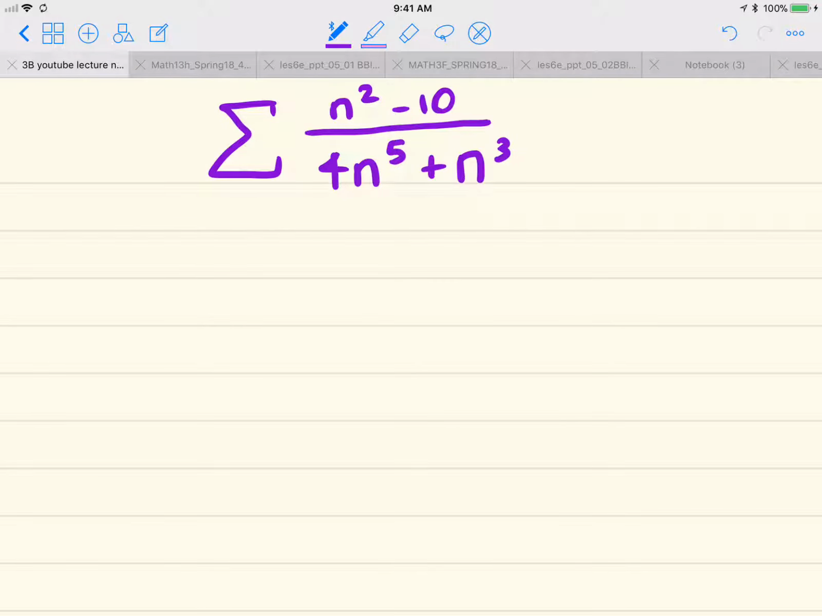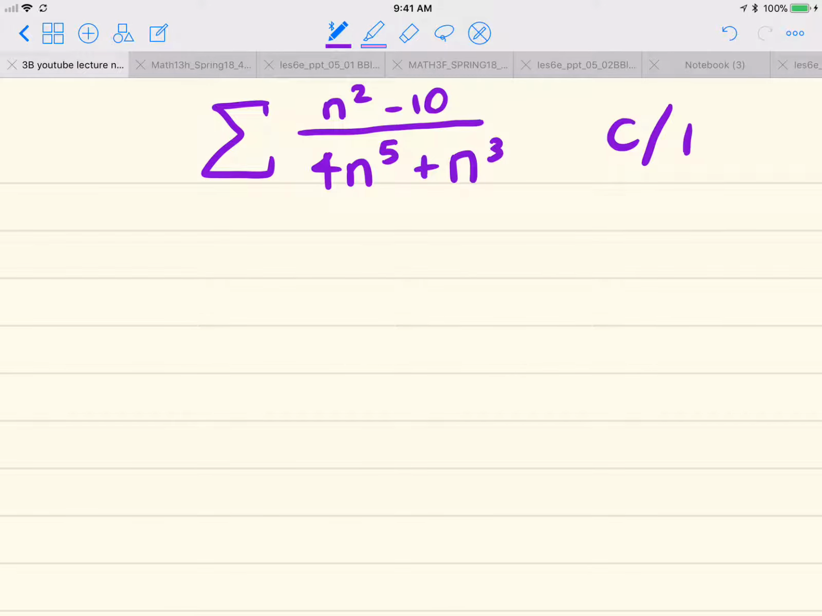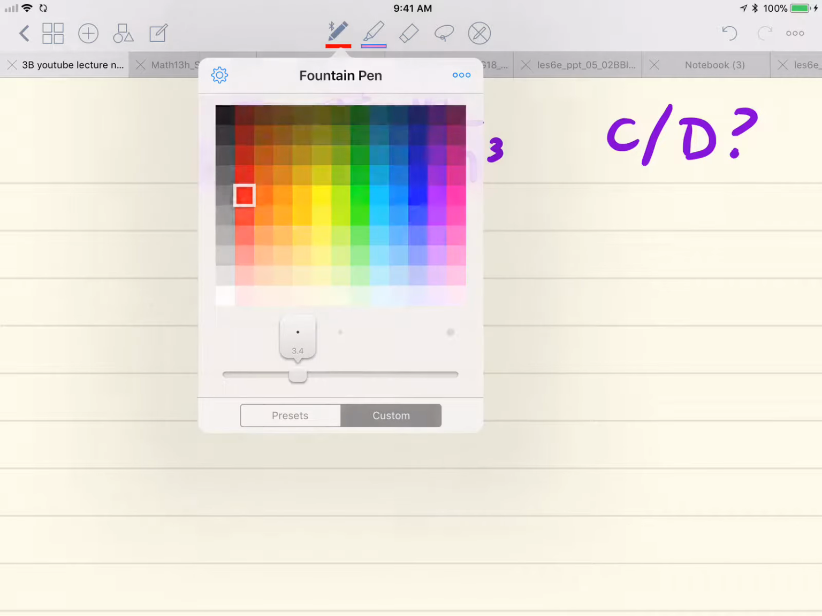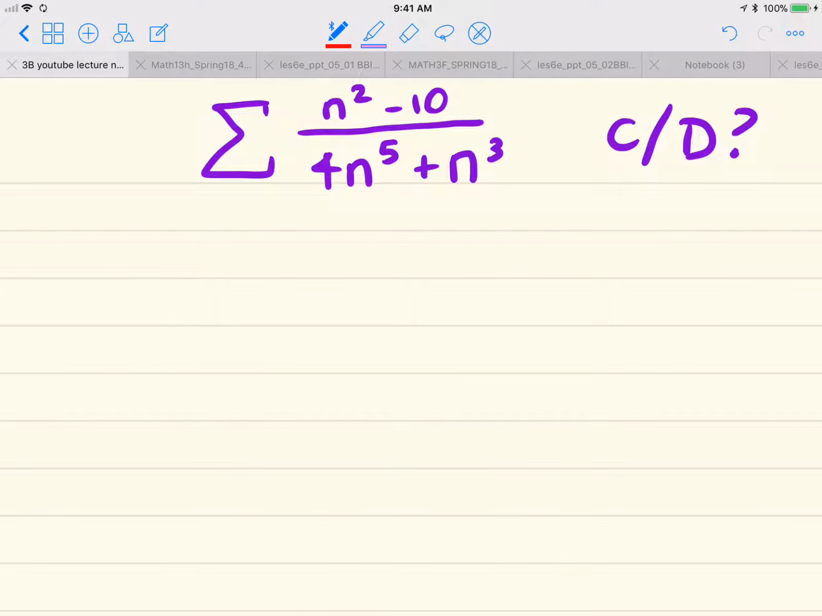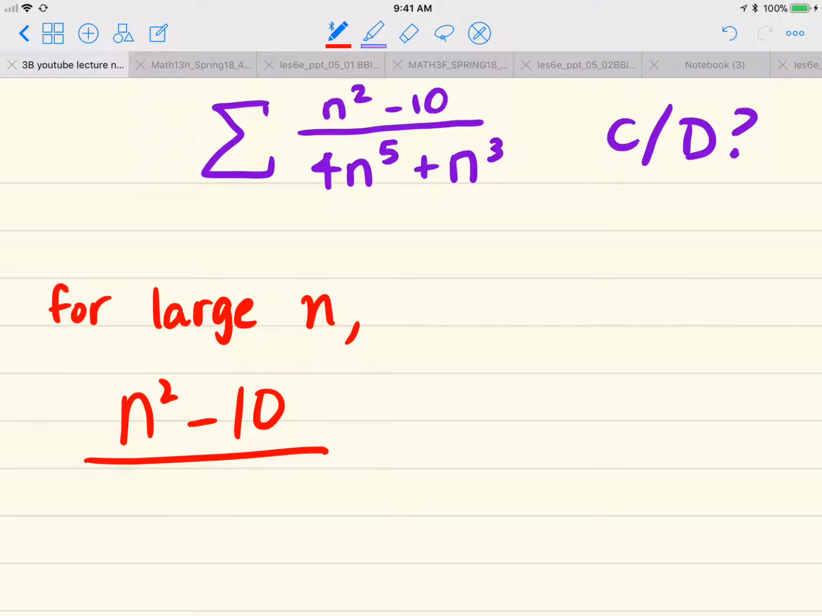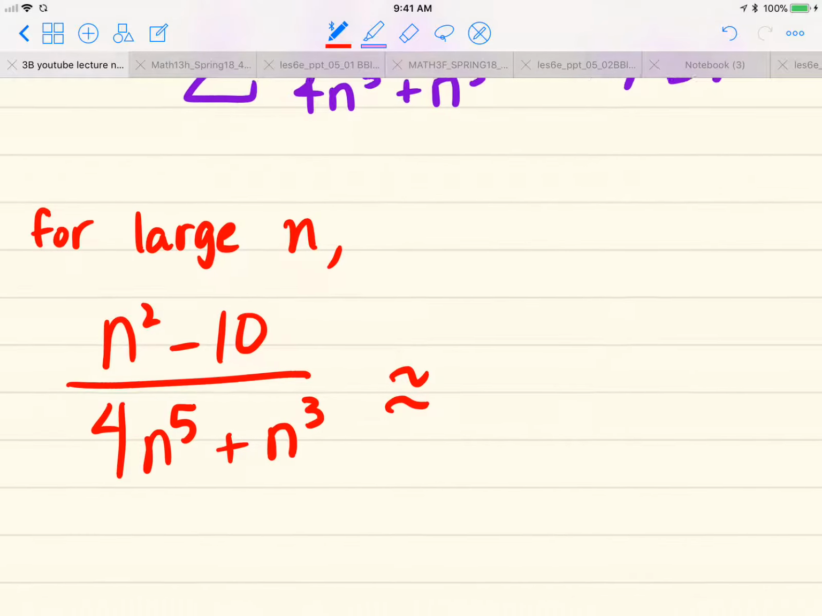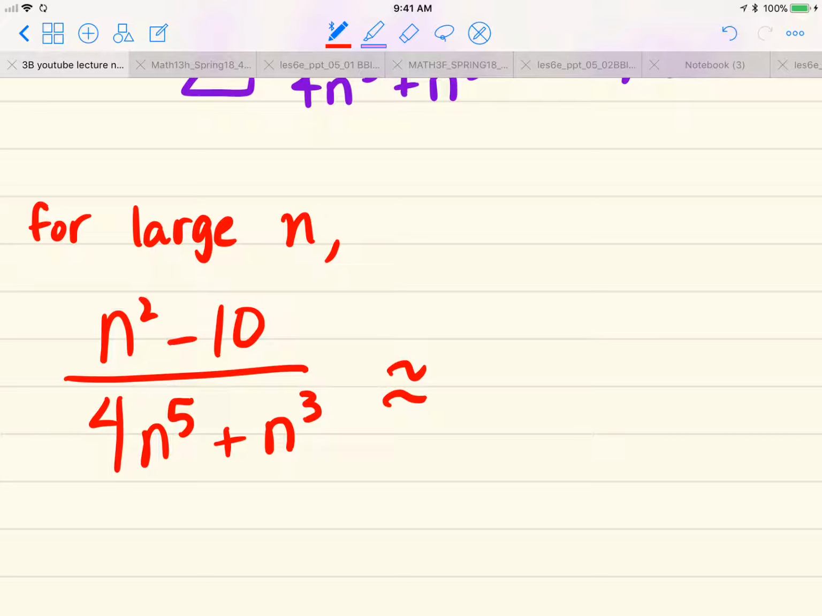Okay, we're at it again. We want to know if this series converges or diverges, and this is the perfect opportunity to use our limit comparison test. When we're looking at this series, the question should be, what does this series remind us of, right? So for large values of n, for (n squared minus 10) over (4n to the fifth plus n cubed), what does that look like? It's essentially going to look like n squared over 4n to the fifth.